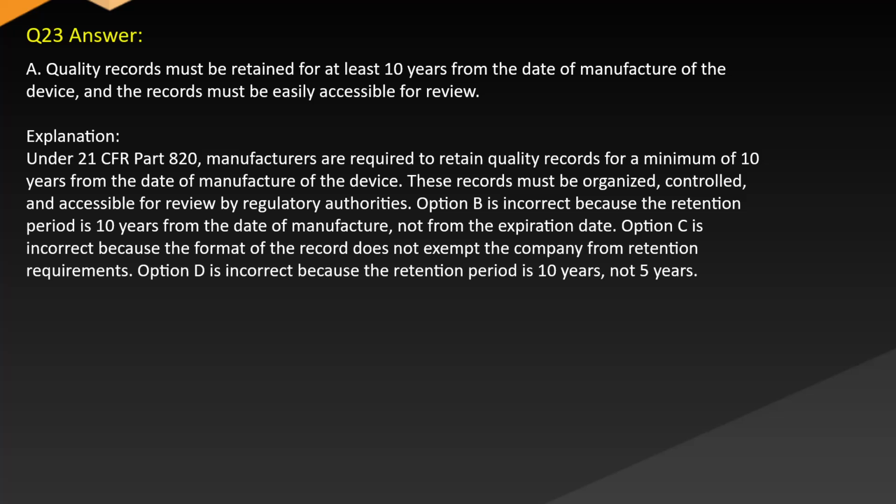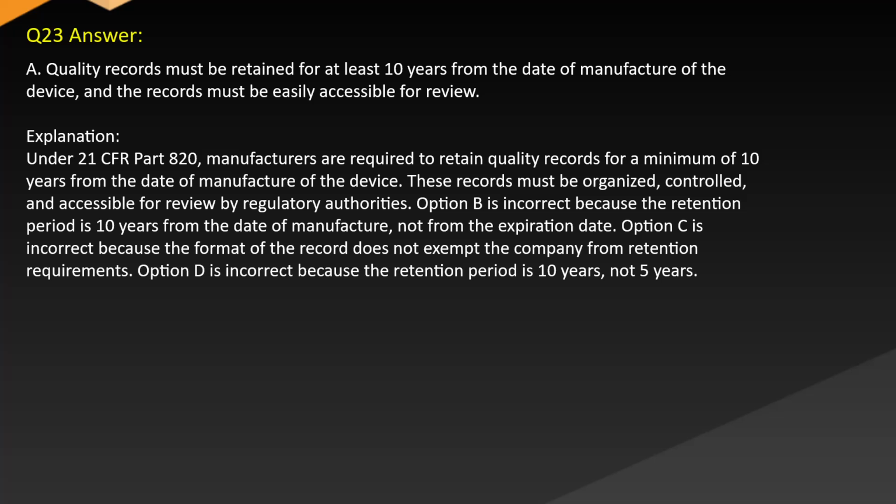Answer A. Quality records must be retained for at least 10 years from the date of manufacture of the device, and the records must be easily accessible for review. Explanation. Under 21 CFR Part 820, manufacturers are required to retain quality records for a minimum of 10 years from the date of manufacture of the device. These records must be organized, controlled, and accessible for review by regulatory authorities.